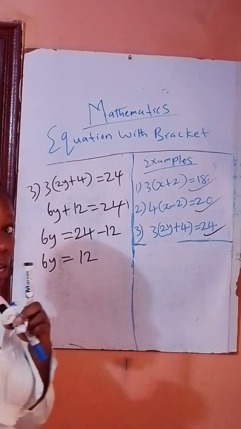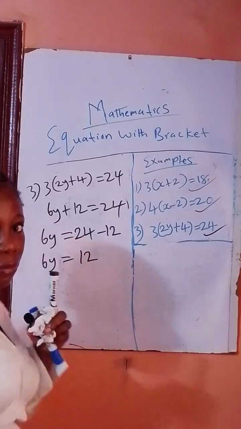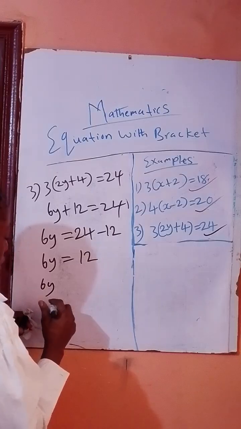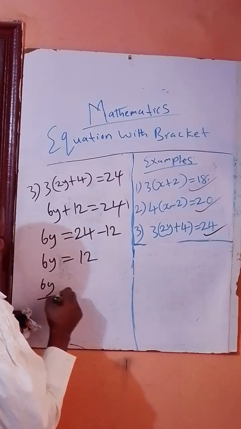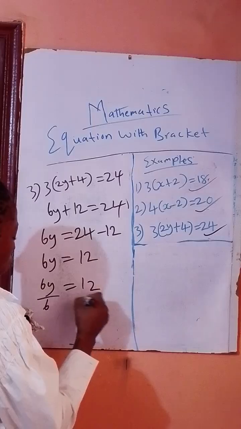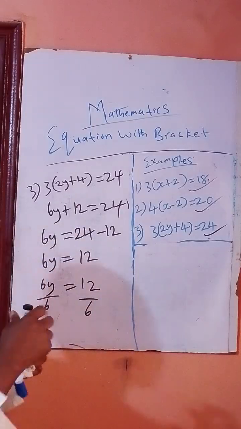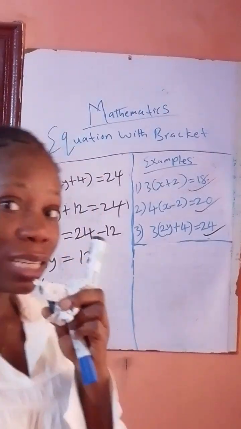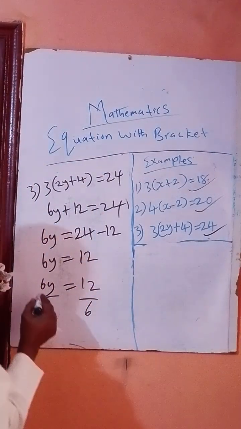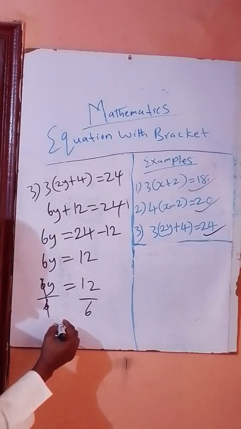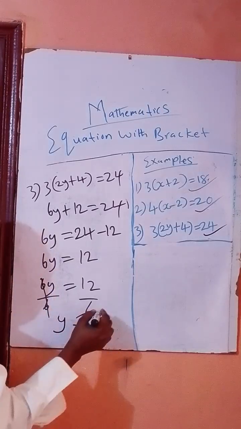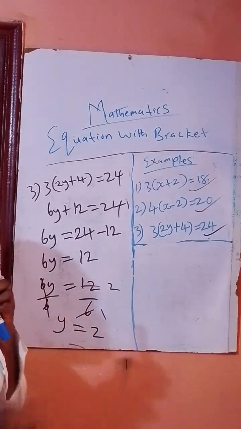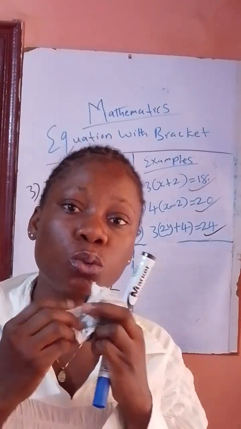Do you see what I did here? 24 minus 12. Then 6y over 6 equals 12 over 6. We are dividing both sides by 6 so that the y can stand alone. This 6 cancels this 6, it's remaining y equals to here 1, here 2. That is, our y is equal to 2.